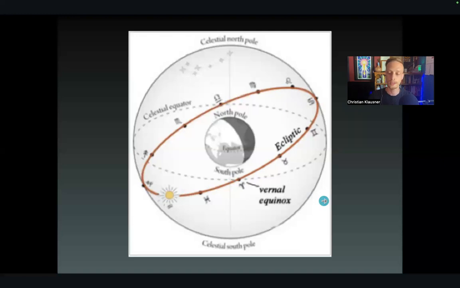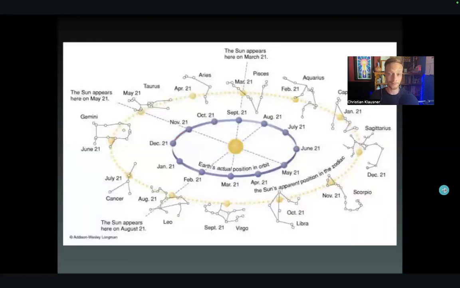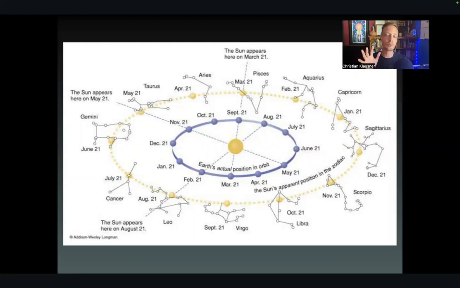I want you guys to know that the signs and the constellations are not the same. There are constellations that have the same name as the signs, but they're not the same. At certain points of the Earth's evolution, the signs and the constellations correspond. They line up. Let me try and show you this. So this is where the sun appears here on May 21st, okay? So here's the Earth.